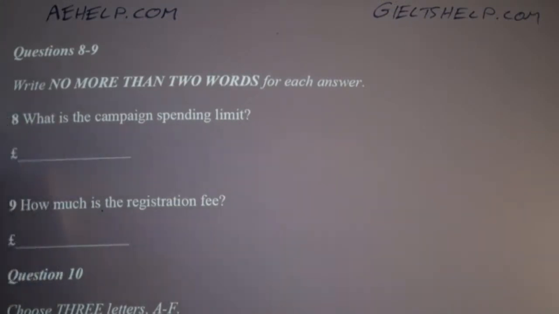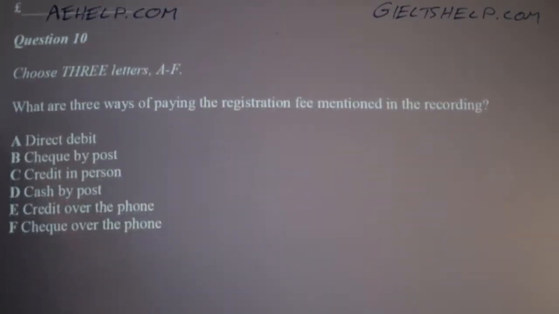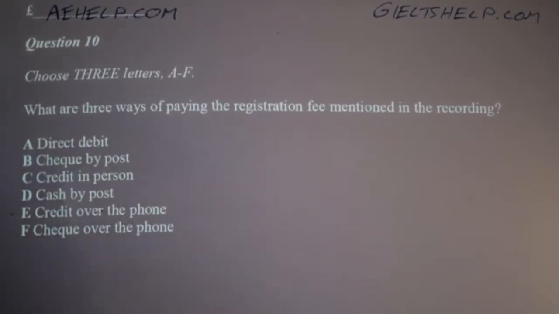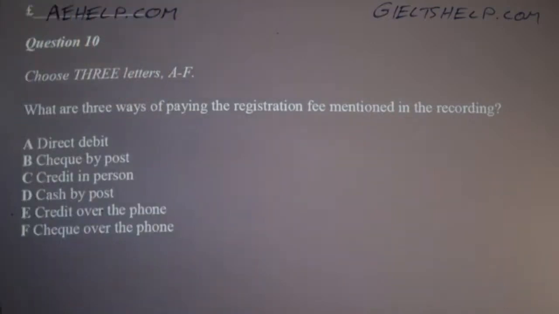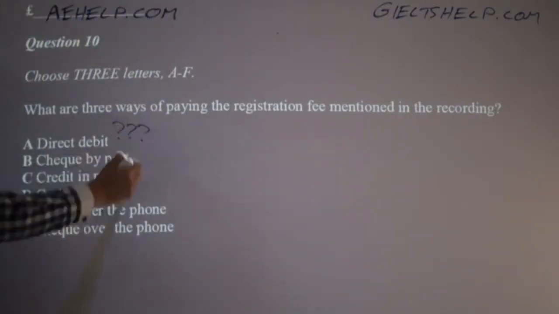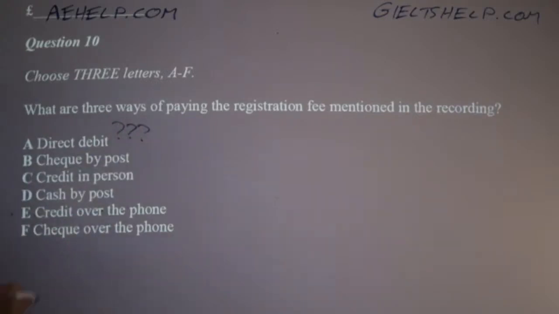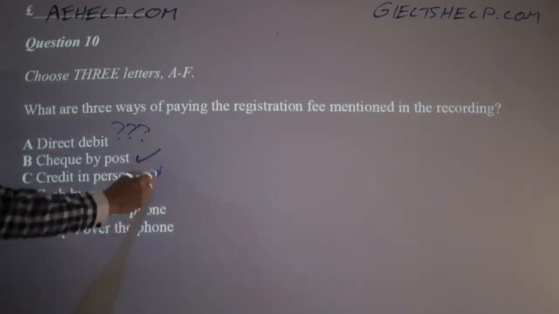number 10, one question, 3 answers. You need all 3 correct. Use logic, take some notes when you hear this kind of question. What are the 3 ways of paying the registration fee mentioned in the recording? Direct debit, didn't really hear that. Check by post, yeah, sending a check by post, that looks good. Credit card in person. Yeah, that kind of looks good.